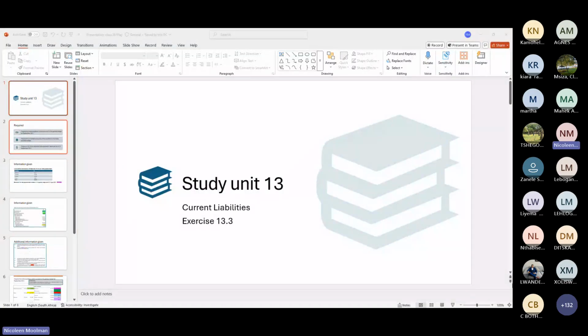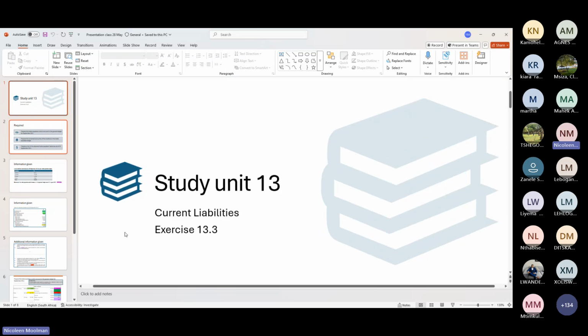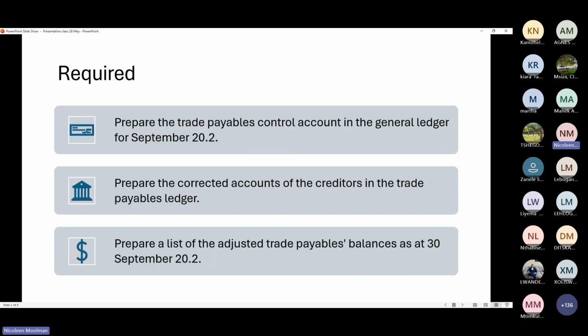Okay, and please, if it's too small, just put it into the chat box. Let me know if you can see, if anything is unclear. I think I'll just put this on presentation mode as well. Like I said, we'll be focusing on study unit 13, current liabilities, exercise 13.3.